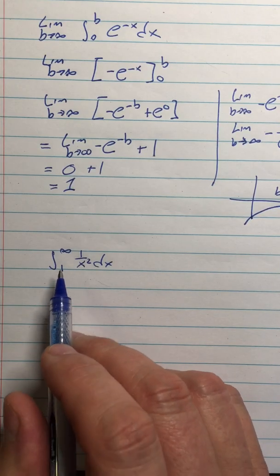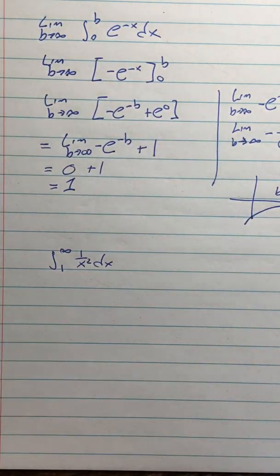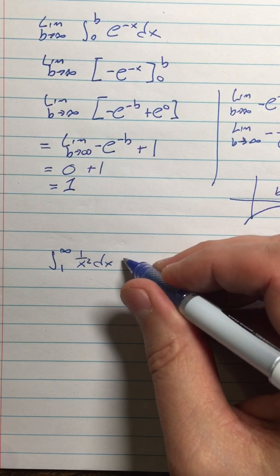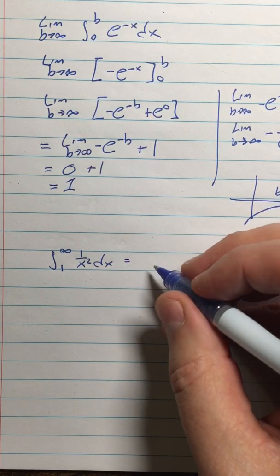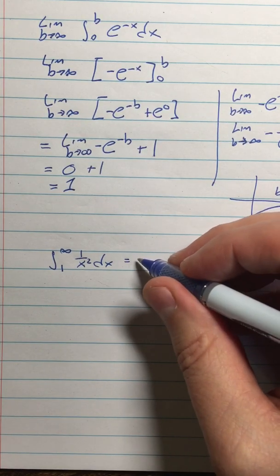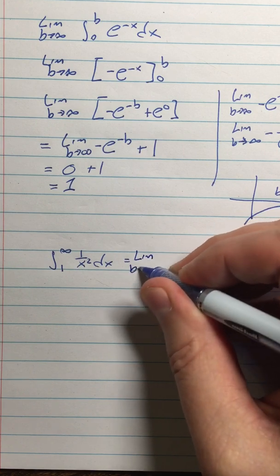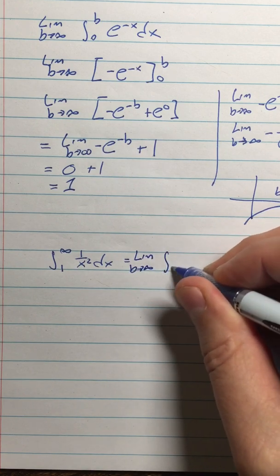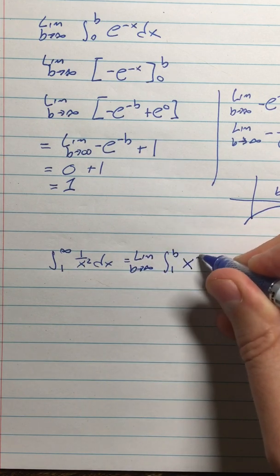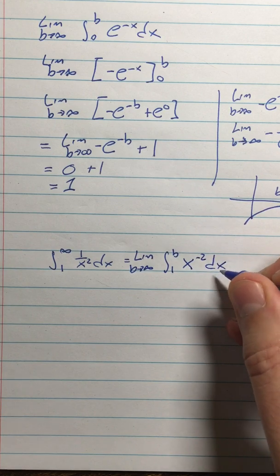So here's another one like that. Integral from 1 to infinity of 1 over x squared. So the idea is we're going to rewrite this as the limit as b approaches infinity of the integral from 1 to b. And let's go ahead and write the integrand as x to the negative 2 dx.